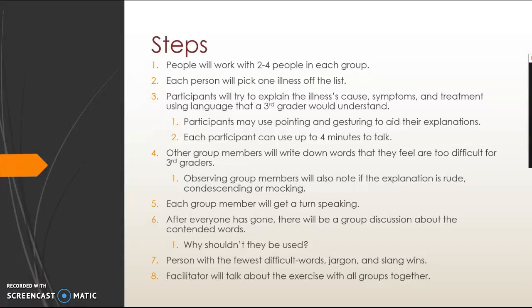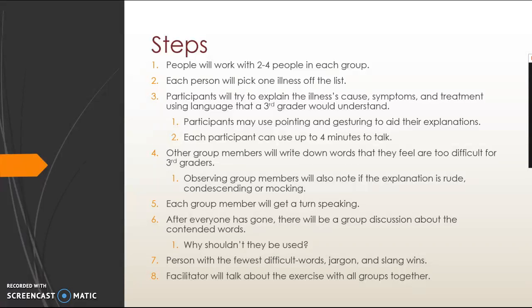Other group members will observe the speaker and write down words or concepts that they feel are too difficult or problematic. The observing group members will note if the explanation is rude, condescending, or mocking. Each group member will get a turn speaking. After everyone has gone, there will be a group discussion about the contended words.